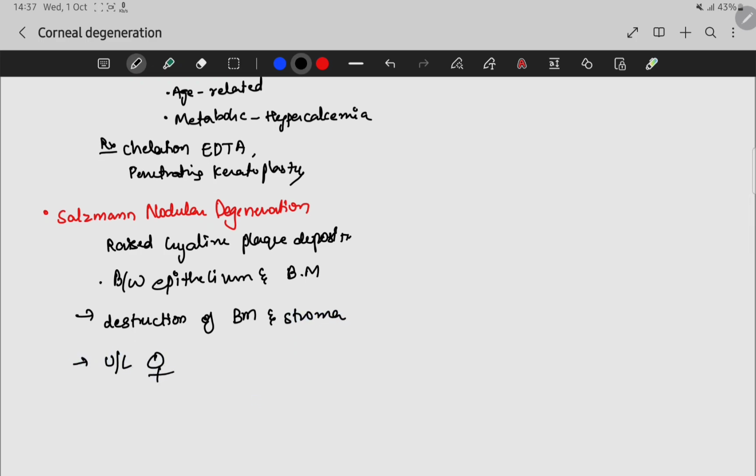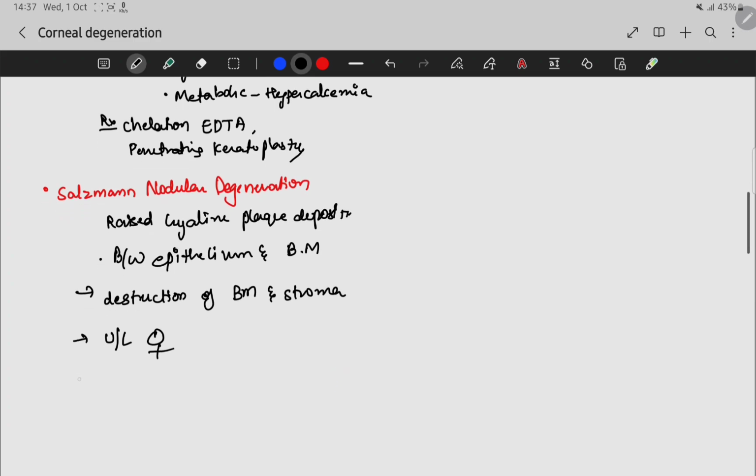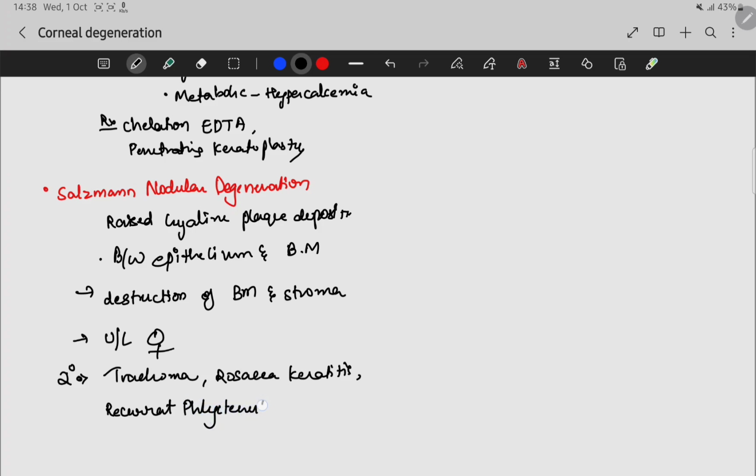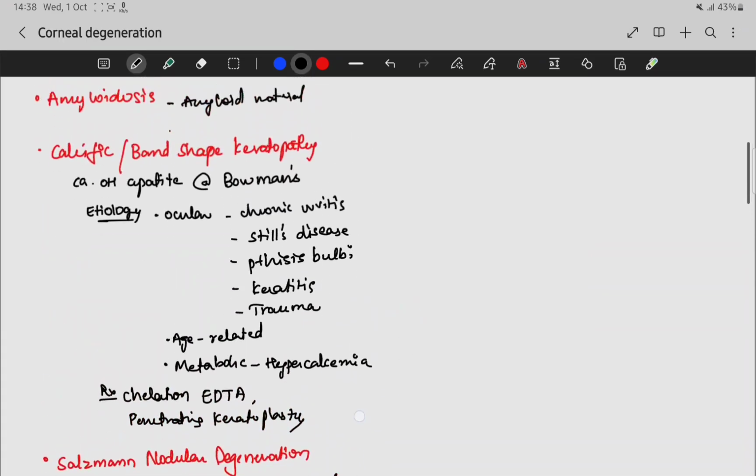And the etiology of this can be secondary to trachoma or rosacea keratitis, and also in cases of recurrent phlyctenular keratitis. Okay, so this is Salzmann nodular degeneration. This is also an axial condition. So these are the 5 axial corneal degenerations.